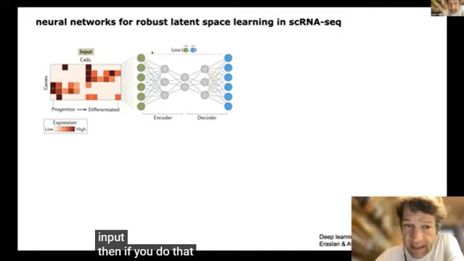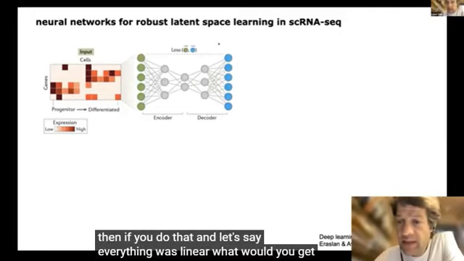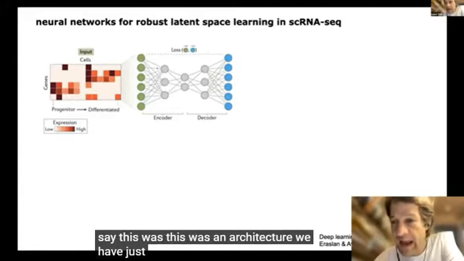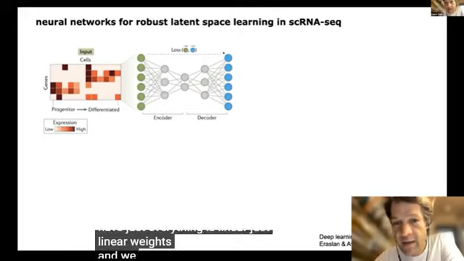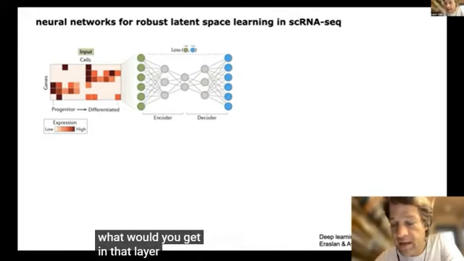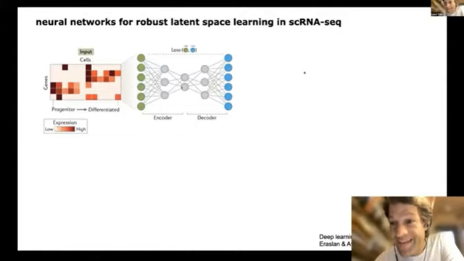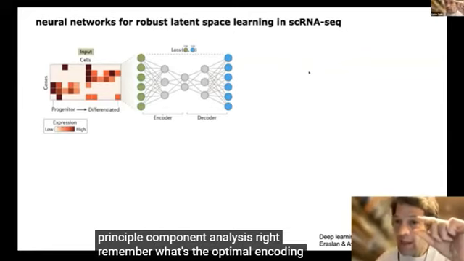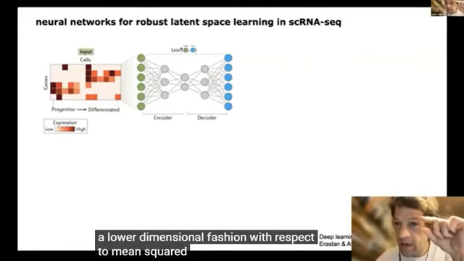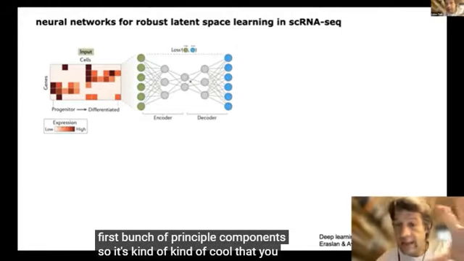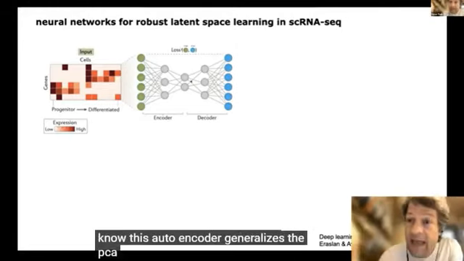Then if you do that, and let's say everything was linear, what would you get? Class? Say this was an architecture where everything is linear, just linear weights, and we have a mean squared error loss. What would you get in that layer? Principal component analysis, right? Remember, what's the optimal encoding in a lower dimensional fashion with respect to mean squared error? Well, that's the first bunch of principal components. So it's kind of cool that this autoencoder generalizes the PCA type of framework.